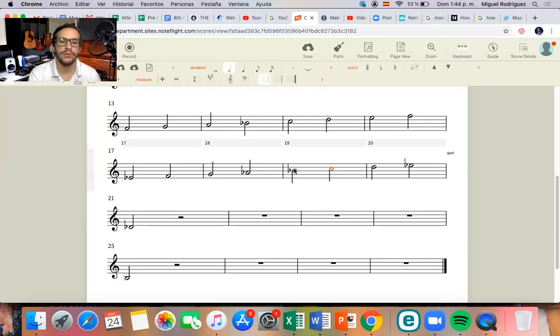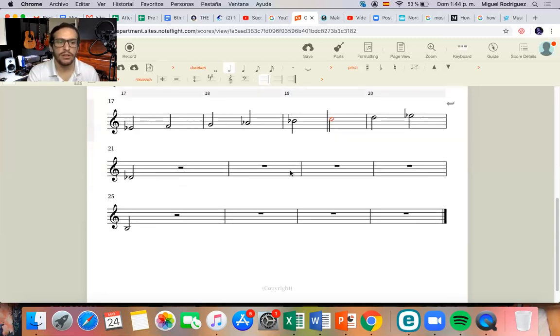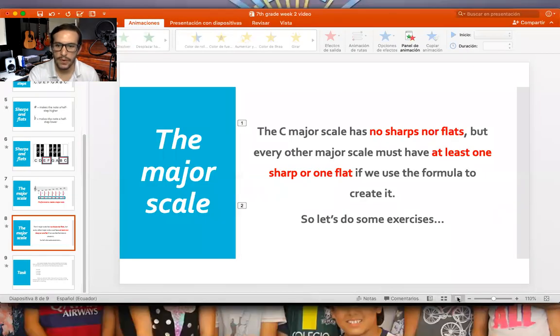1, 2, 3. 3, not 4, because this E flat is the same as this. So we're not going to count it twice. So we have E flat 1, A flat 2, and B flat 3. 3 flats, okay? So we're not going to do the other ones, but let's go back to the PowerPoint presentation.